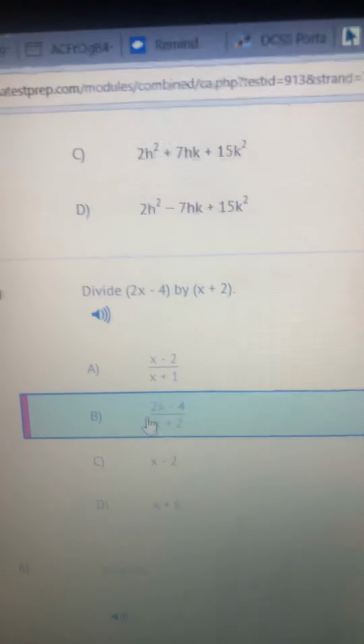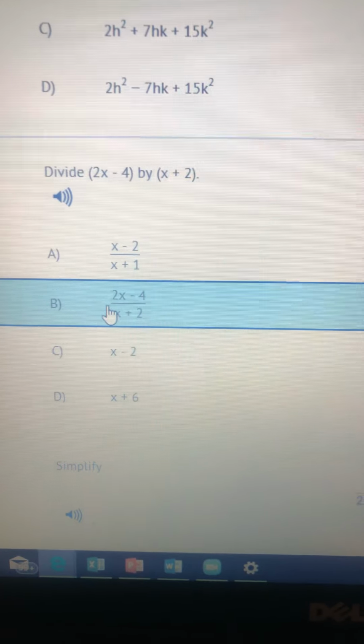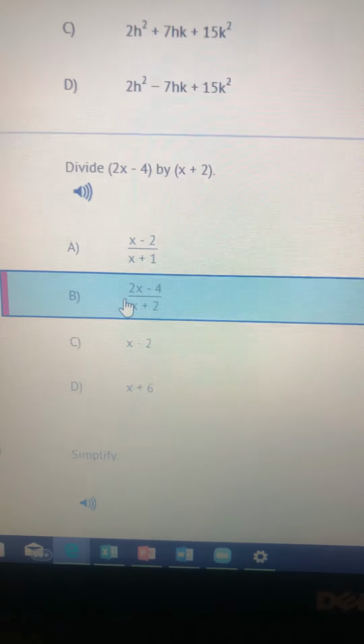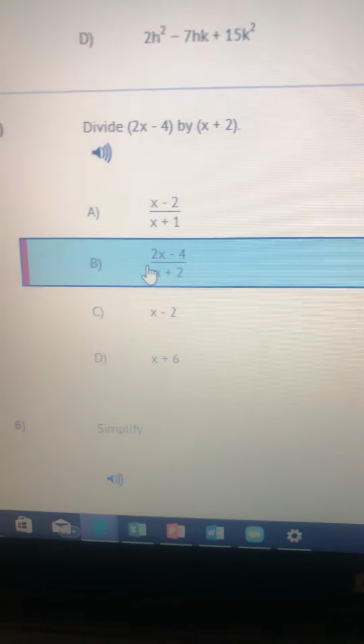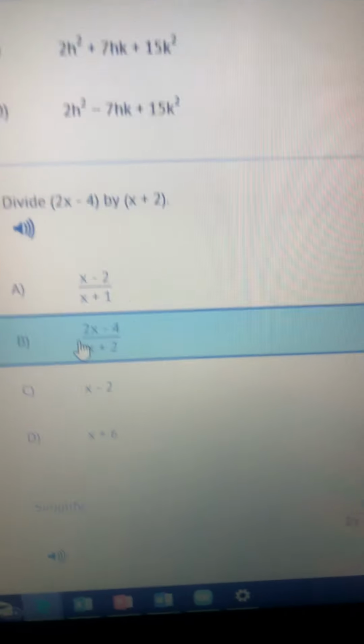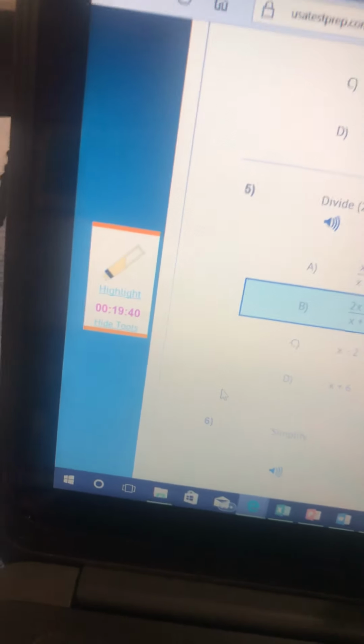Okay, we're going to pick it back up at problem 5, which is 2x minus 4 over x plus 2. If you'll notice, both of these are in the first degree, so all I can really do is just put one on top of the other. So we really cannot simplify that from here, so your answer would just be B for number 5. Okay, so now let's go ahead and move on to number 6.